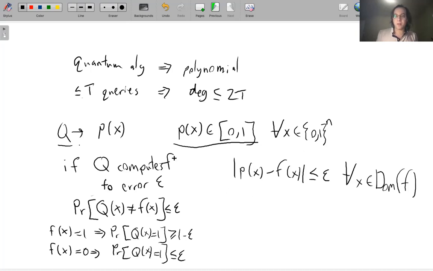Regardless of what the quantum algorithm does, if the quantum algorithm computes F, where F is a promise problem, a partial function, then we have this guarantee as well.